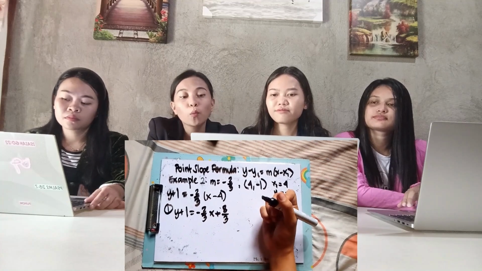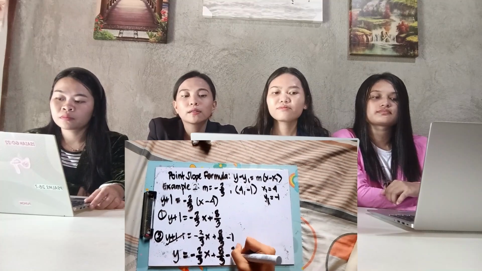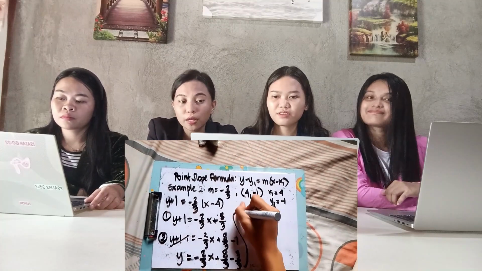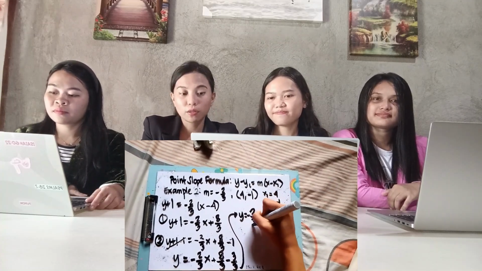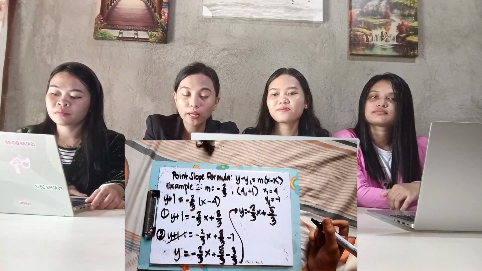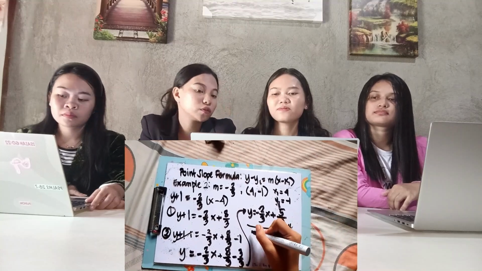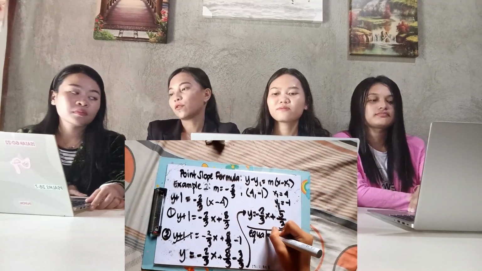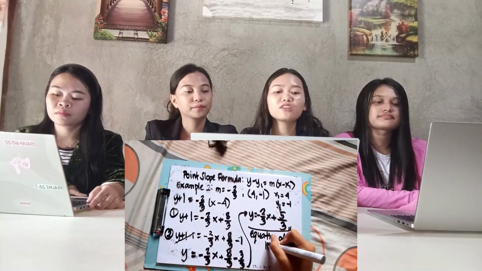Now we're going to subtract 1 from both sides to isolate y. But remember, subtracting 1 is the same as subtracting 3 over 3. So the right side becomes y equals negative 2/3 x plus 8 over 3 minus 3 over 3. So we simplified the constant. Now it will become y equals negative 2/3 x plus 5 over 3. So the equation of the line is y equals negative 2/3 x plus 5 over 3. Great work, Ruby! It's important to keep track of those fractions, but the process is exactly the same.